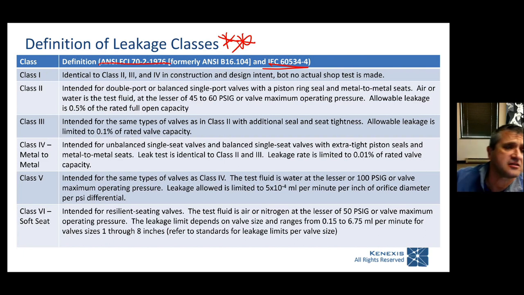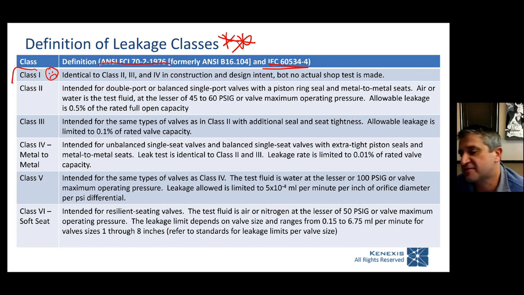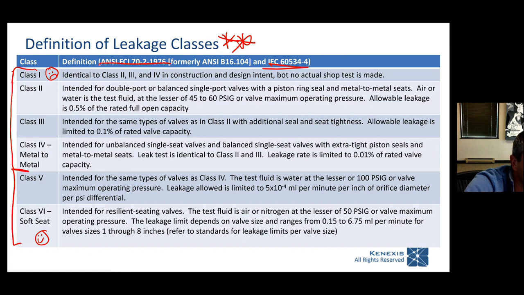Now, the leakage classes in the standard range from class 1 being the worst. So class 1, we'll put our frowny face there. That's the lowest. And then class 6 is going to be the best, the tightest, the most leak proof. Now, in these classes, I'm going to draw a distinction. It's not an arbitrary distinction between class 1 through 4 and class 5 and 6. And that distinction is going to be based on materials of construction.